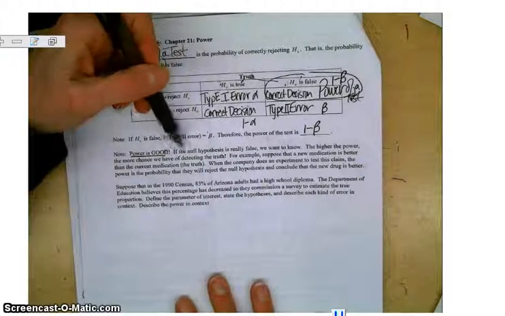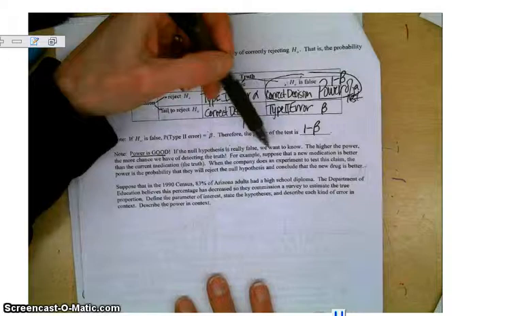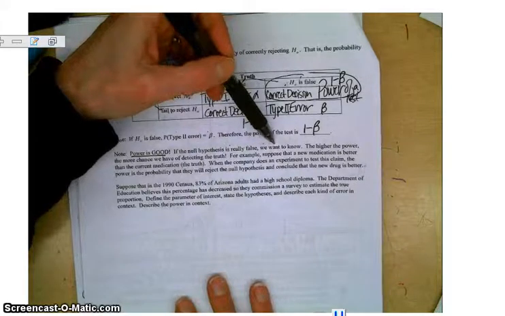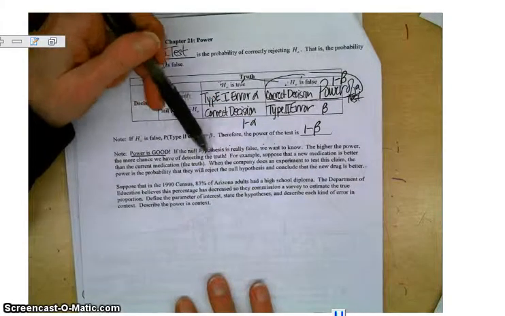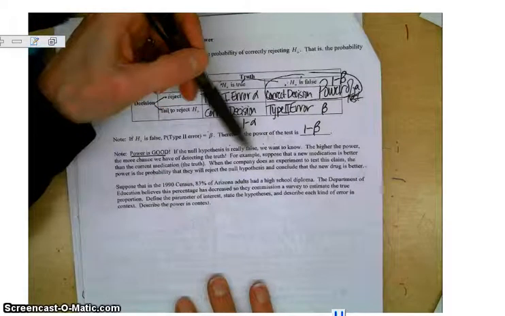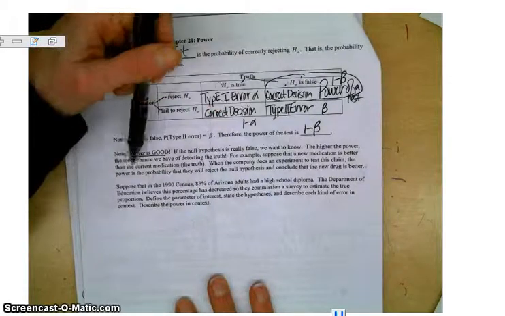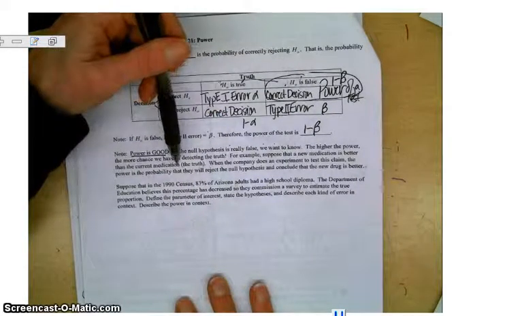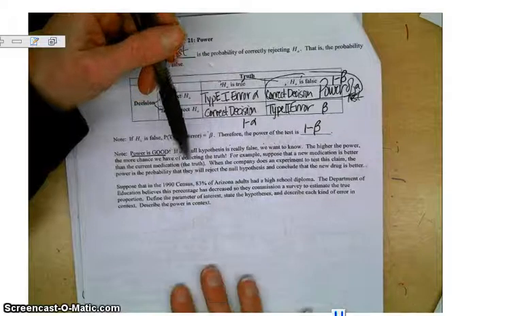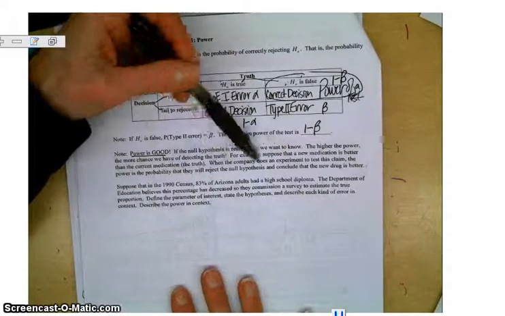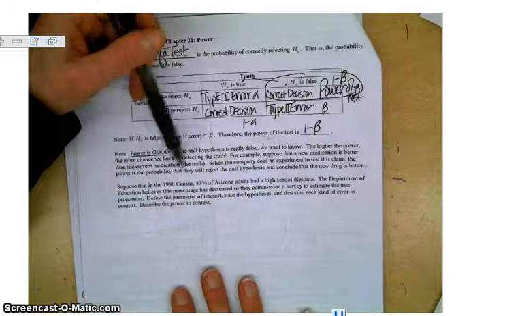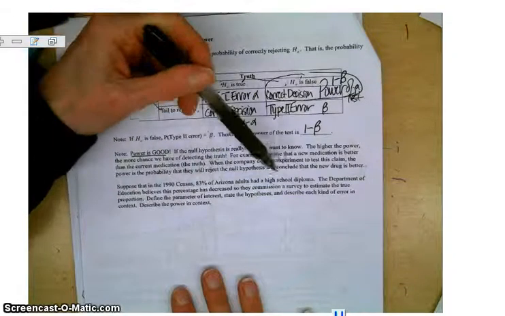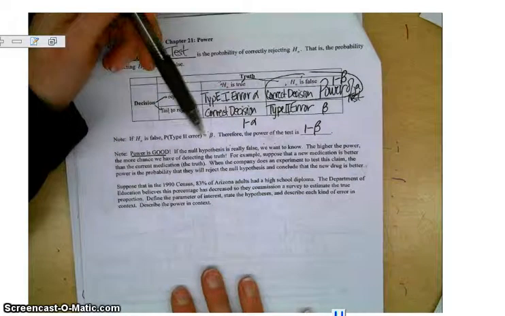So if the null hypothesis is really false, we would like to know, okay? The higher the power, the more chance we have of detecting the truth. For example, suppose that a new medication is better than the current medication. That's the truth. When the company does an experiment to test this claim, the power is the probability that they will reject the null hypothesis and conclude that the new drug is better.